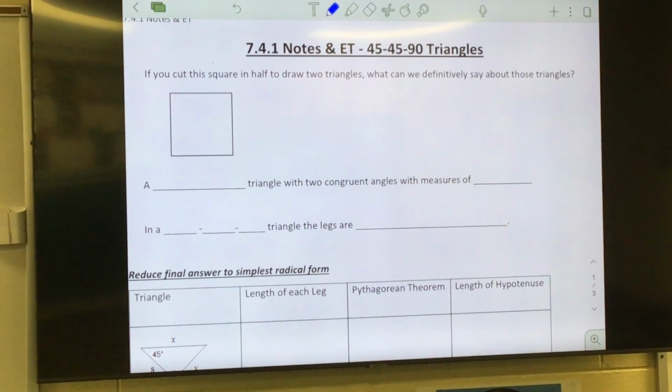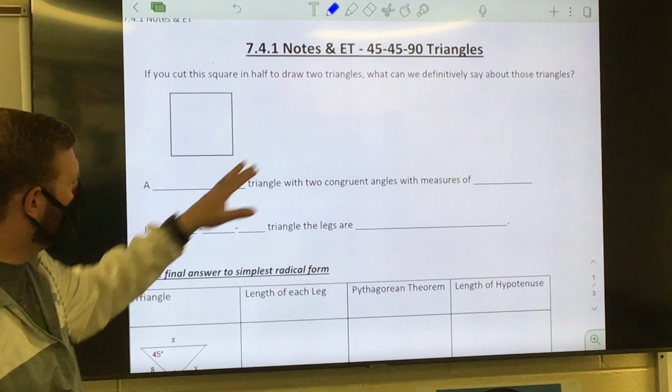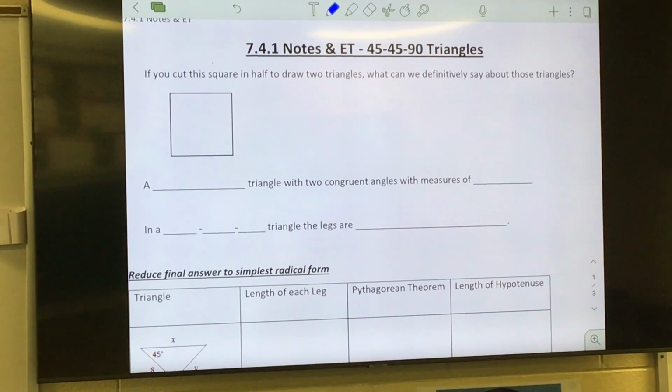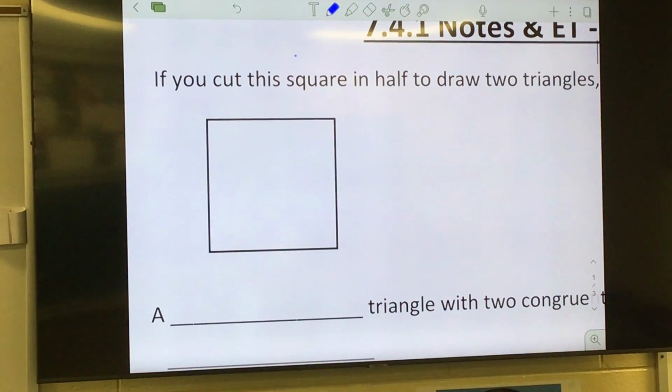All right, so the first thing: if you cut this square in half to draw two triangles, what can we definitively say about those triangles? I want you to take a second, cut the square in half, and list off to the side what you know for a fact about those two triangles. For those of you at home, you're doing the same thing. Pause the video, fast forward the video, that's fine, but take your time to write and list down what you definitively know about those triangles.